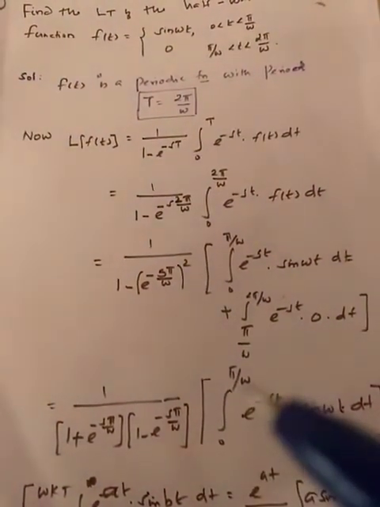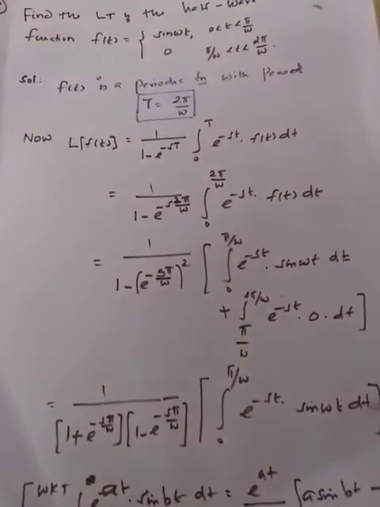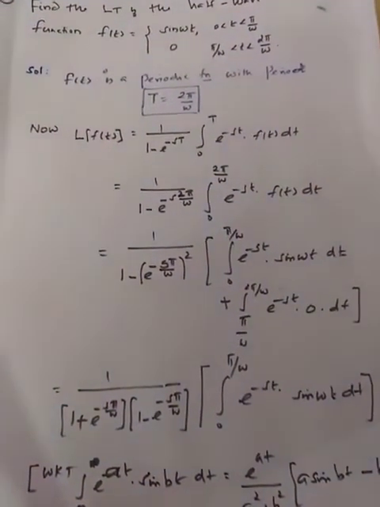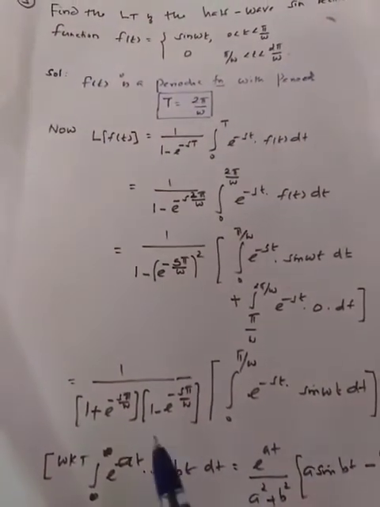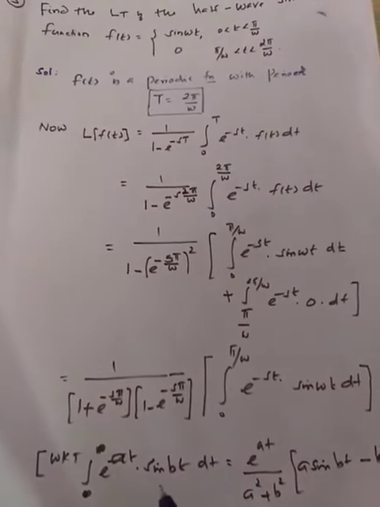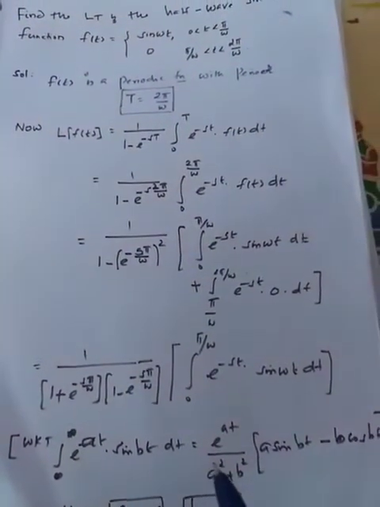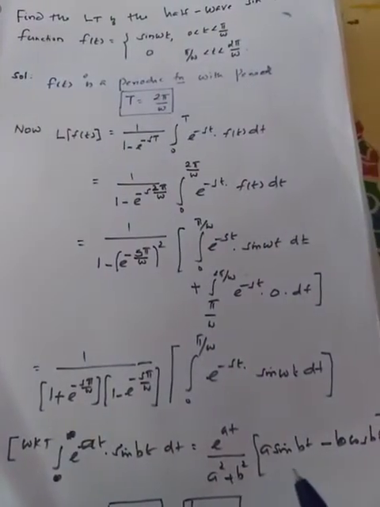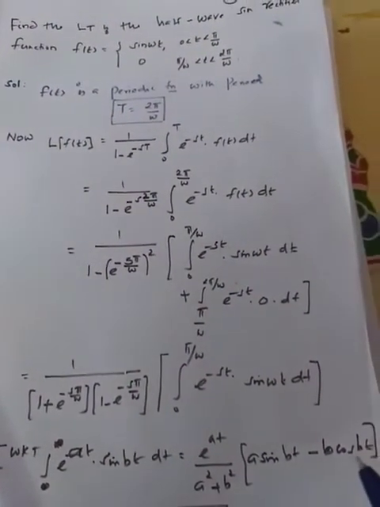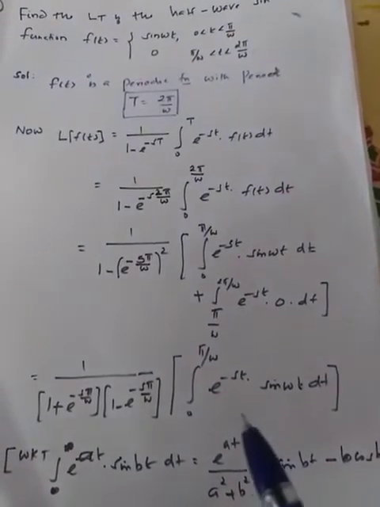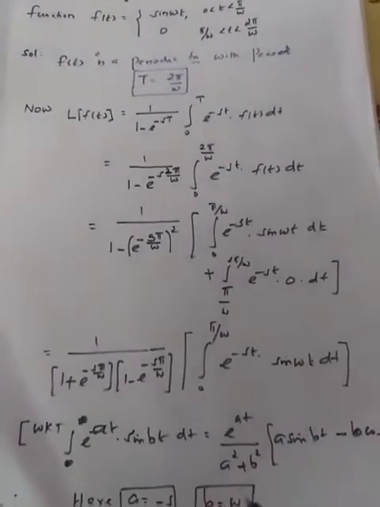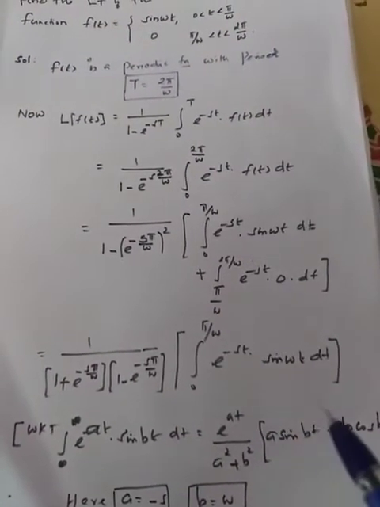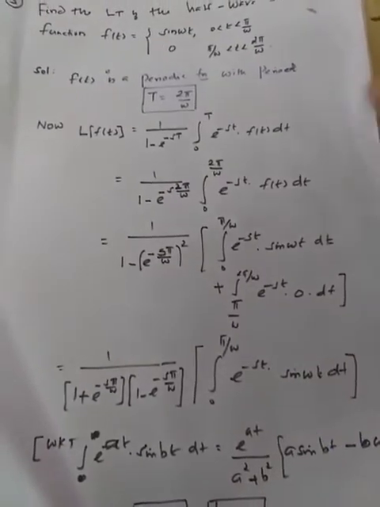So integral 0 to pi by omega e power minus st sin(omega t) dt. For this we need a basic formula: integral e power at sin(bt) dt. What is that? e power at by a square plus b square, times a sin(bt) minus b cos(bt). And here I am going to apply the corresponding formula. What is a? Minus s. What is b? Omega. So in this formula I am going to apply.